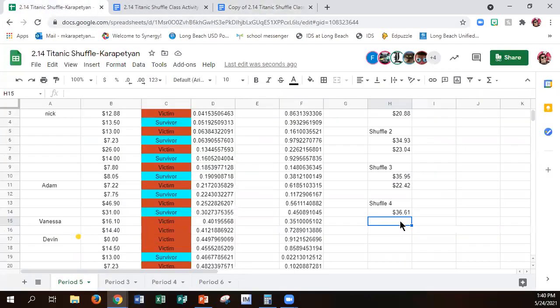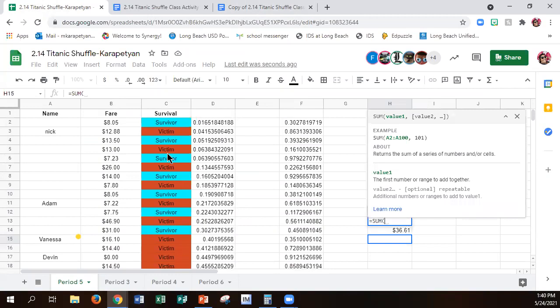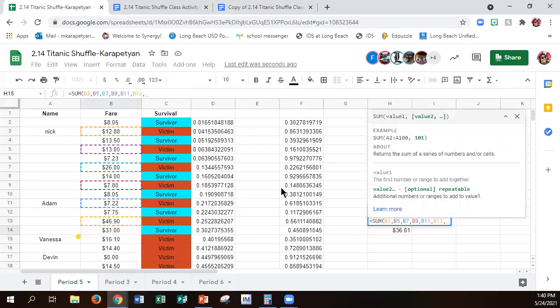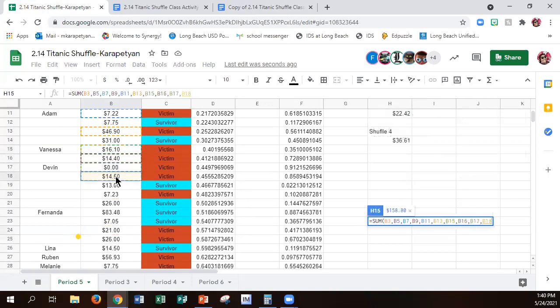Let's take a look at the victims' mean fair prices. So equal sum. Okay, now let's highlight our victims. Wait, wrong one. Hold on, let me clear that. Devin, did you ever survive? I survived once. Once, okay.